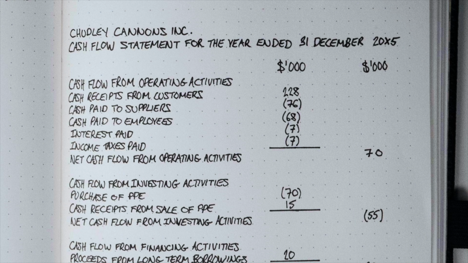So that was cash flow from operating activities, and when we subtotal all of these numbers that we worked out, we can see that the Cannons have generated $70,000 of cash inflow from their core operations. But hold your horses, we're not done yet. Next up, we have cash flow from investing activities. Investing activities most commonly relate to the sale or purchase of non-current assets, or investments in stocks and shares that sit outside of a business's core operations.